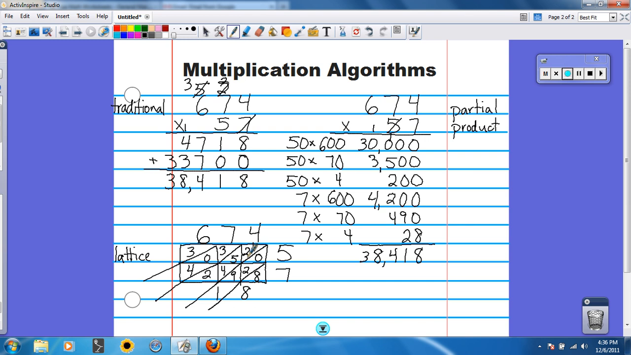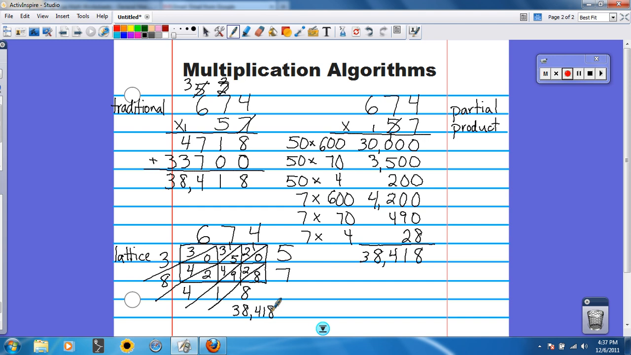1 plus 2 is 3, 8, 12, 14. And then 1 plus 3 is 4, plus 4 is 8. And our last one is 3. And we have 38,418.